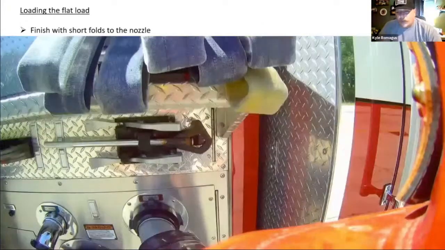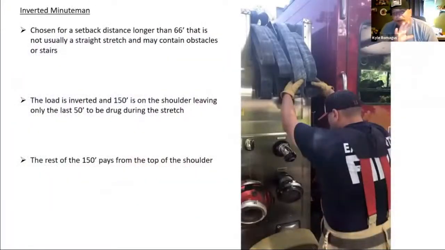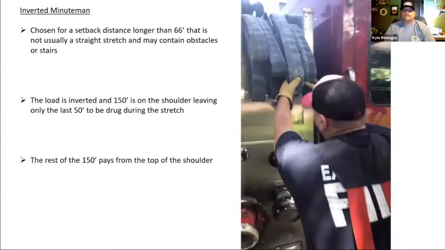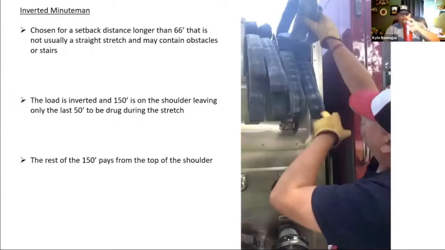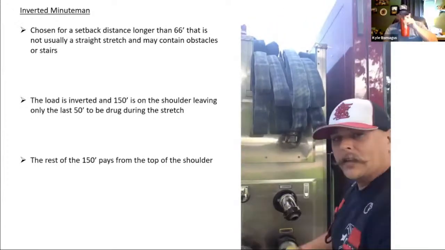So, deploying the flat load. I've got 5 different deployment models that we're going to go through here. And I talk you through them in the videos, so I'm going to let myself explain them in the video. So basically what I want to do is put those short folds about waist high. I'm going to bury my shoulder in it, take a step back and turn.